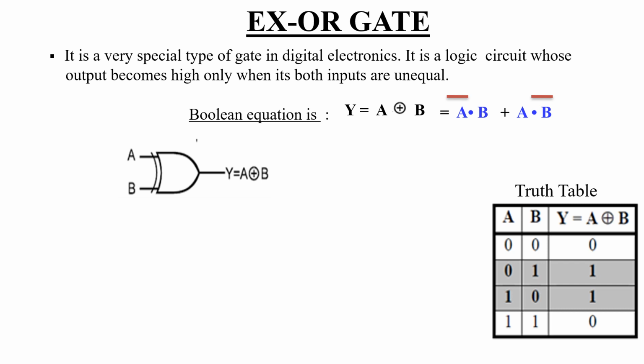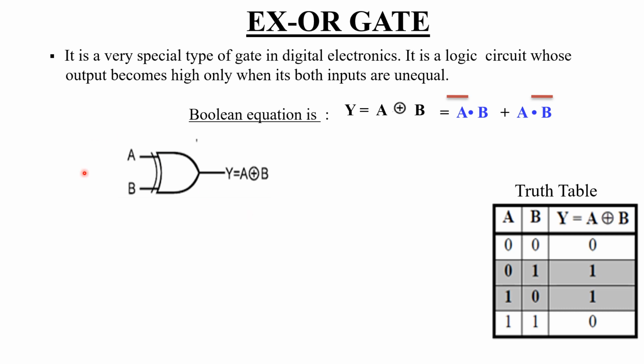So let us see the Boolean equation. Y is equals to A XOR B. This symbol, the plus sign surrounded by a circle, that is XOR operation, is represented by a plus sign surrounded by a circle. That is called as XOR. It can be rewritten as Y = A bar B + A B bar.